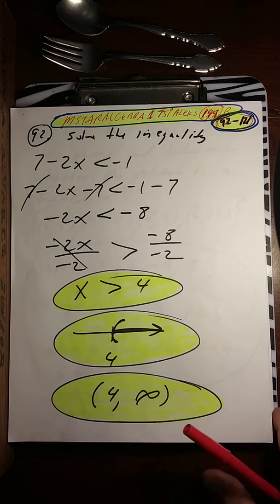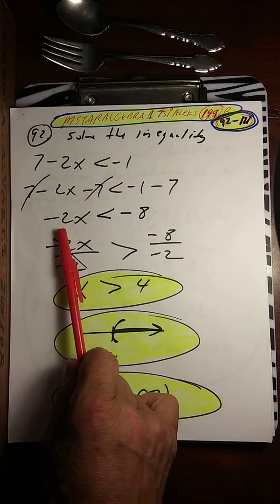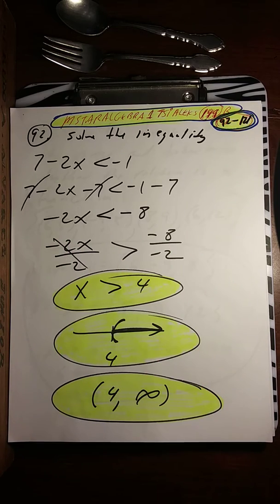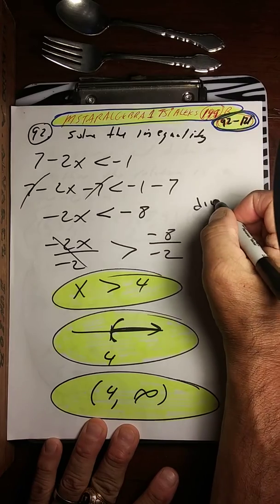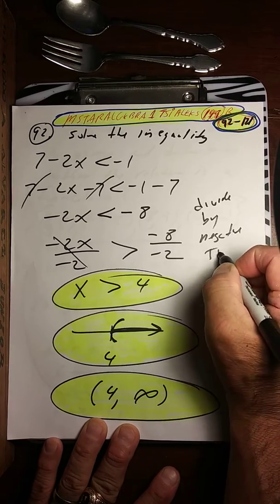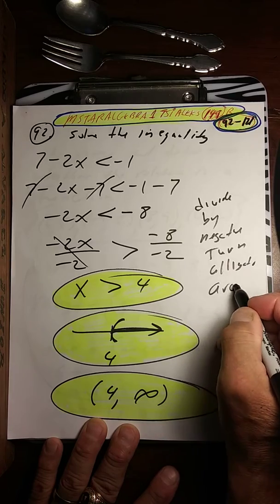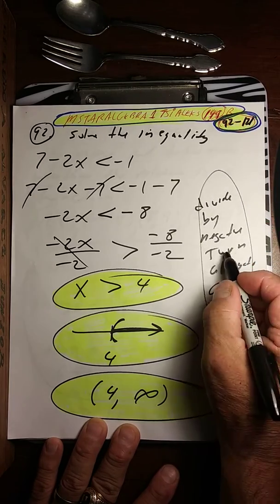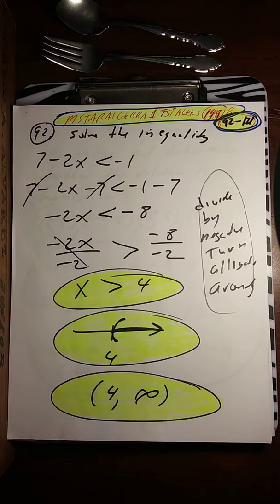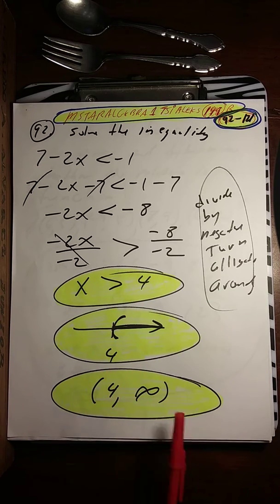Solve the inequality. So to solve this inequality, we're going to have to subtract on both sides. So this is going to be negative 2x less than negative 8. Divide by negative, yes. And if you divide by a negative, what do you do? You turn the alligator inequality sign around. Divide by a negative, turn the alligator around. And it stays that way. So, x is greater than 4, not including the 4, from 4 to infinity.